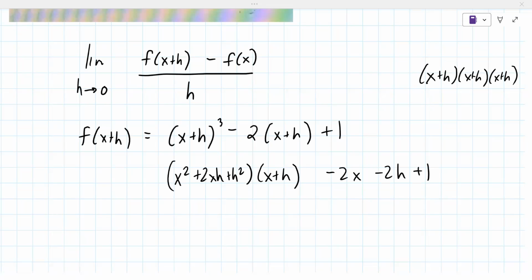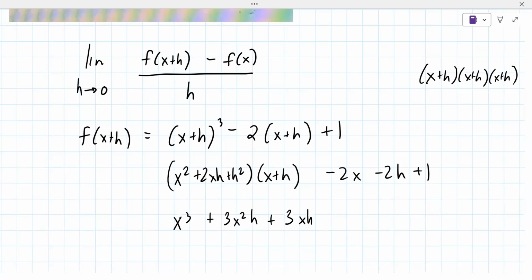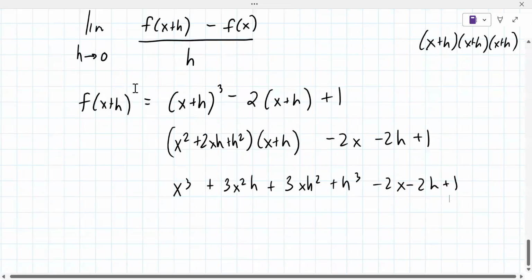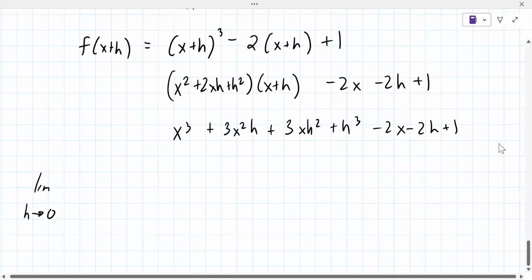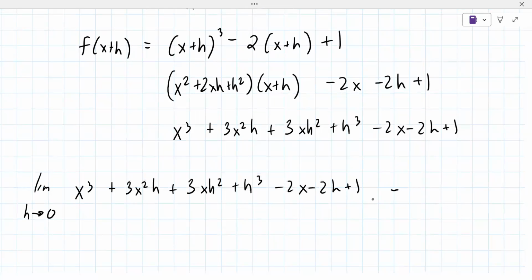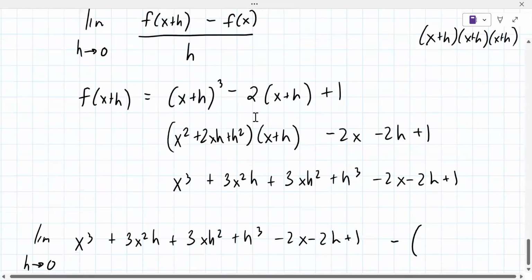All right, so it ends up being x cubed plus 3x squared h plus 3xh squared plus h cubed minus 2x minus 2h plus 1. So everything we just wrote is the f of x plus h. That's everything that goes there. So you write the limit as h goes to 0, and you grab all this stuff, which benefit of Zoom is I can copy, minus f of x, so minus the original, which is x cubed minus 2x plus 1.